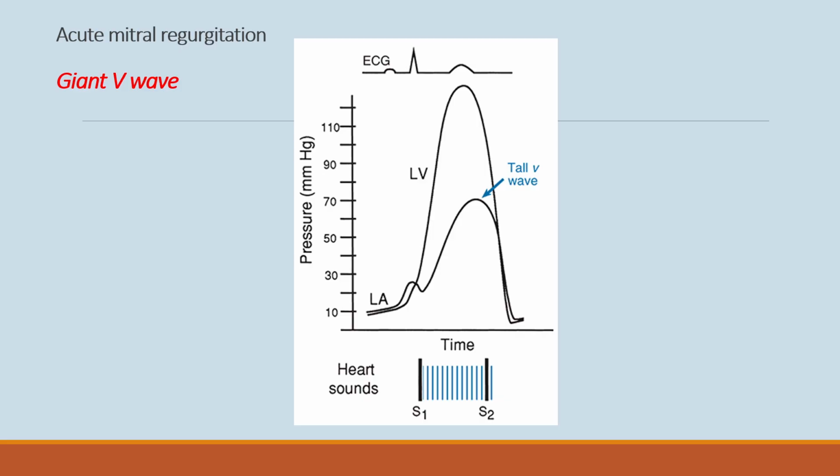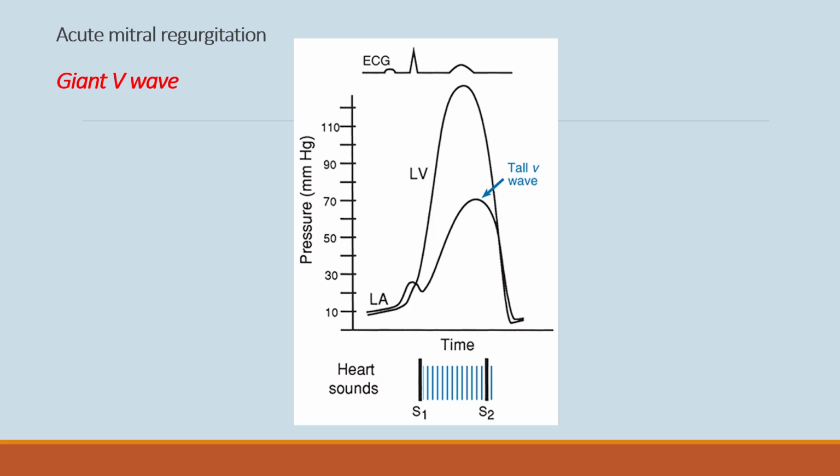We see here the left atrial pressure now has risen severely. It's around 70 millimeters. If you look at the tracing, the pressure on the left side. And what do we call this? We call this a tall or a giant V wave. Giant V wave is a popular term.